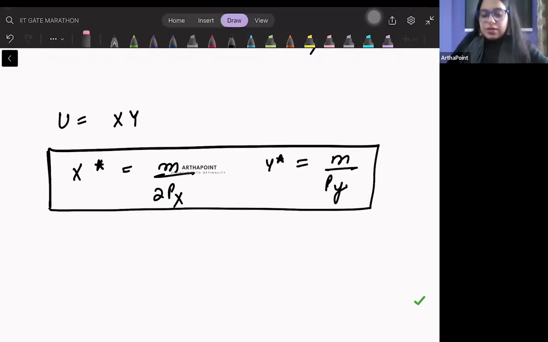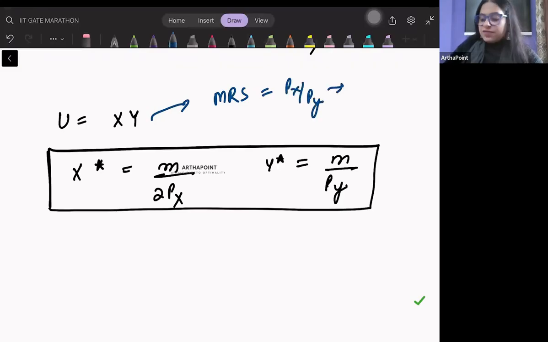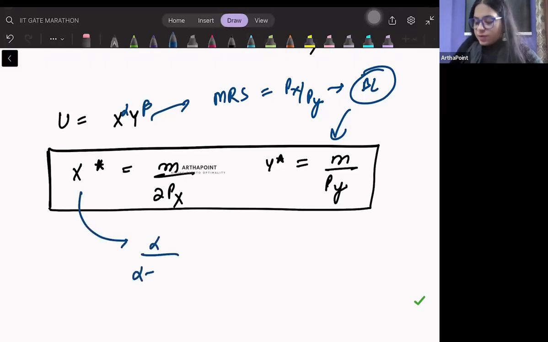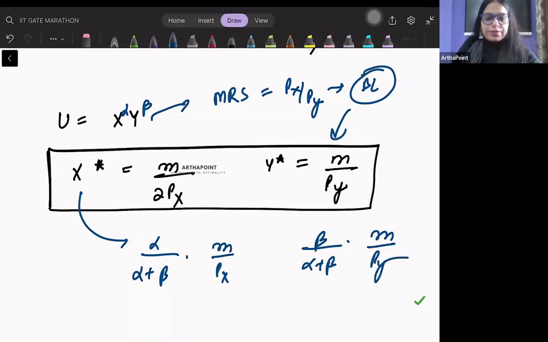This you are getting, meaning in the background what we did is we equated the MRS to px by py, then put it in the budget line, but the final answer you can just remember. And if there are any other powers, alpha and beta, then x star will be alpha upon alpha plus beta m by px and y star will be beta upon alpha plus beta m by py. That is how you have to remember.